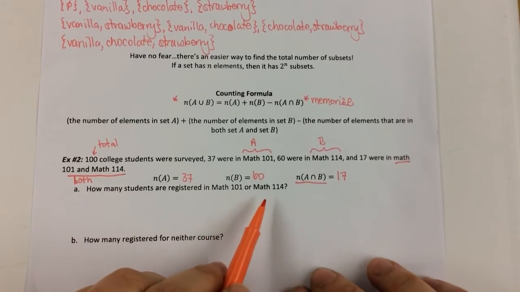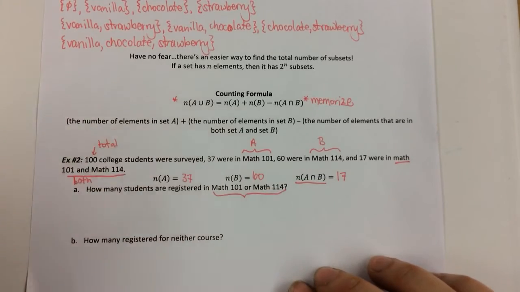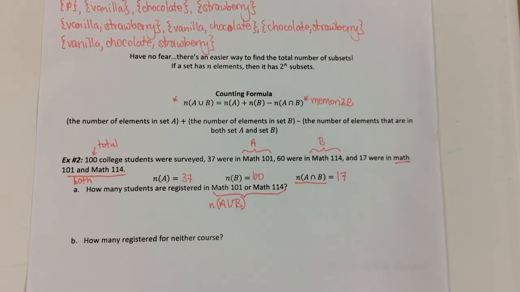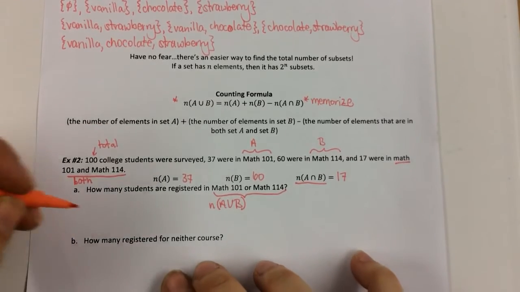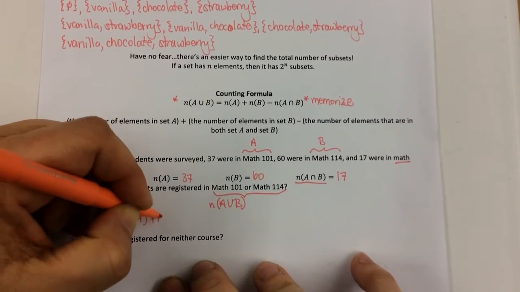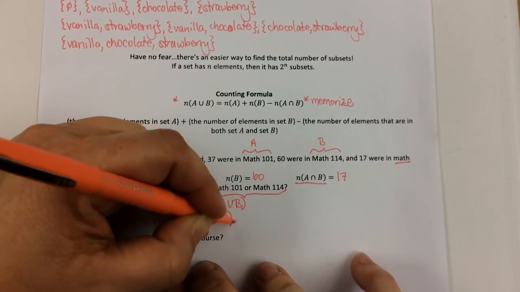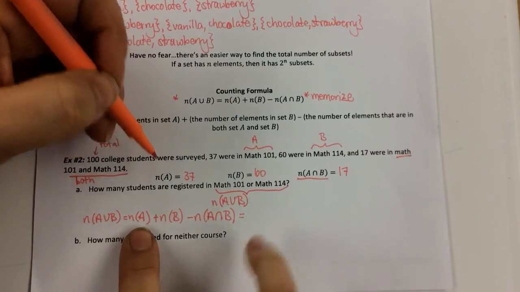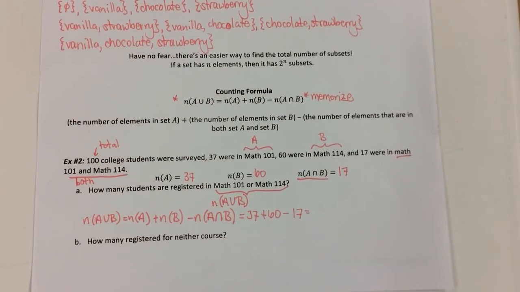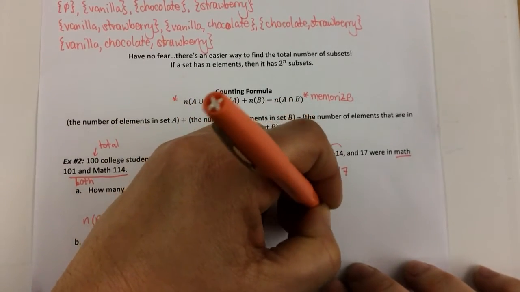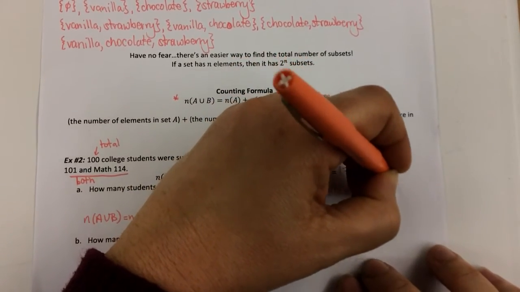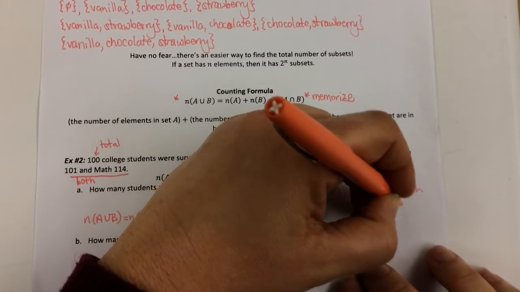How many students are registered in Math 101 or Math 114? So this represents the number of students in A union B. The or means all of the stuff, okay? So we're going to just use the formula. The number of students in A union B, I'm just copying this formula right here. And then plugging the numbers in. So number of students in A union B is going to be number in A, 37. Number in B, 60. Number in the intersection, 17. And then we're going to obviously just do the math on that. That's 80. So there were 80 students in Math 101 or Math 114.